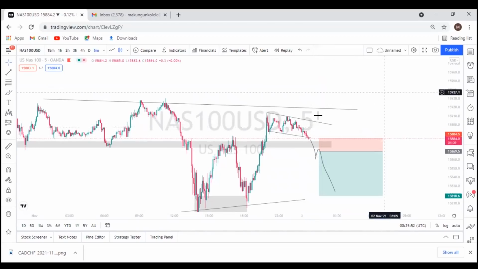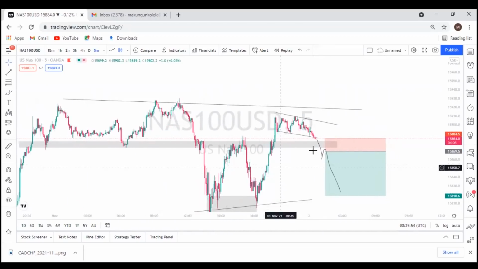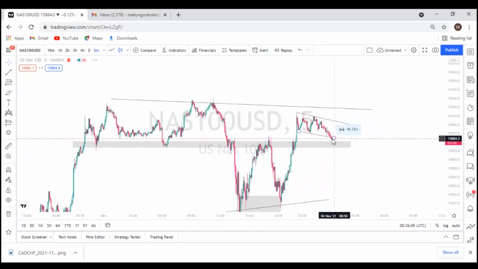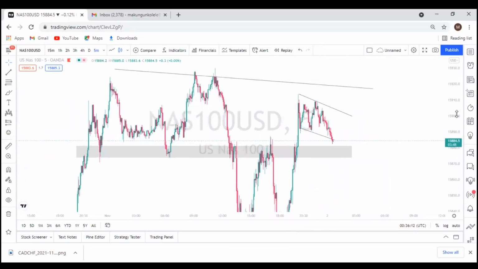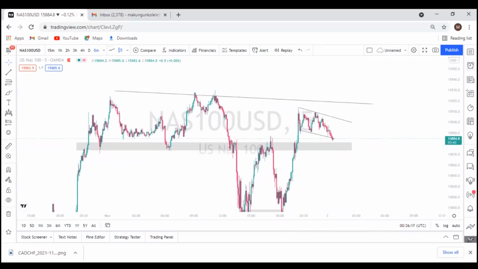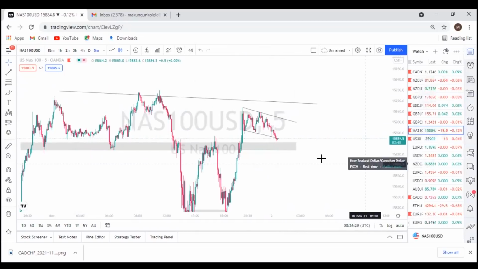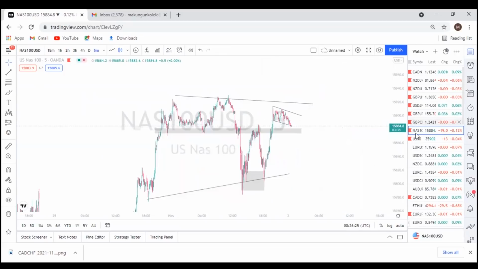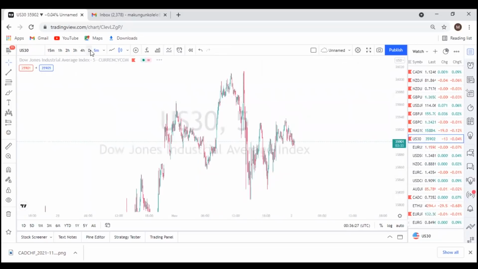So with Nasdaq right now, it's just a matter of waiting for the market to present itself to us, because you never want to predict the market by being one-sided. You need to vary your possibilities. So that is Nasdaq or NAS100. That one we need to wait for more information.